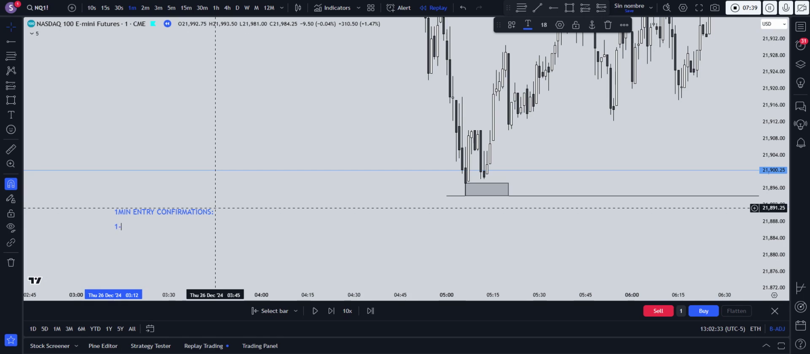First of all, RBs, the same as always, rejection blocks. If you haven't seen the rejection block video, please watch it. Second of all, order blocks.